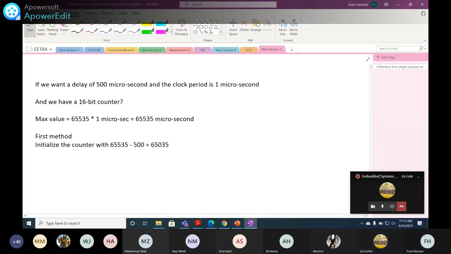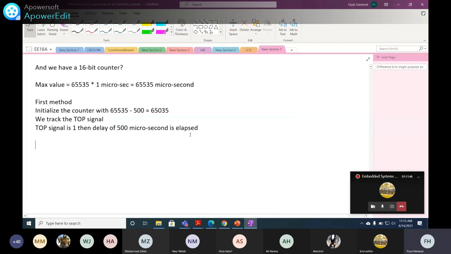Right, sir. Okay, we initialize the counter with this value, and then we track the top signal. When the top signal is 1, it means that the delay of 500 microseconds has elapsed. Here, what is our assumption? Our assumption is that our clock period is 1 microsecond. Am I right or not? If we change the clock period, we need to revisit this.